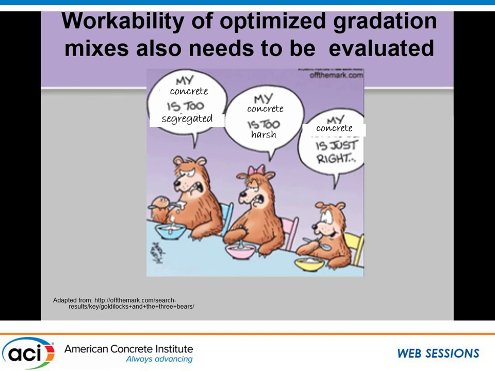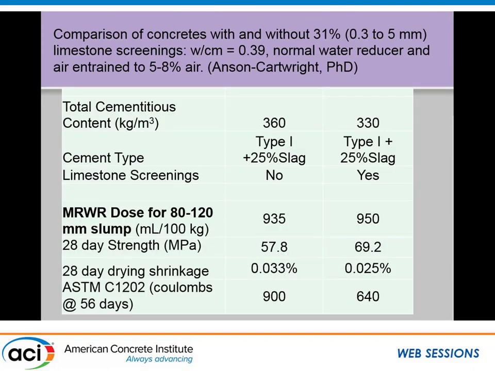Of course, the other thing we have to check is the workability, as there's no point packing it in if you can't make workable concrete. And this is just an example from one of my students' work, where we took two mixes. The mix on the left is a typical mix we would use for bridge deck concrete, 360 kgs, I can't remember what that is in pounds, sorry, which is a type 1 cement with 25% slag replacement. And the difference between the one on the left and the one on the right is we put the limestone screenings in from the same quarry that the coarse aggregate came out of and made up that gap. And now we can reduce the total cementitious material to 330, so a 10% reduction.